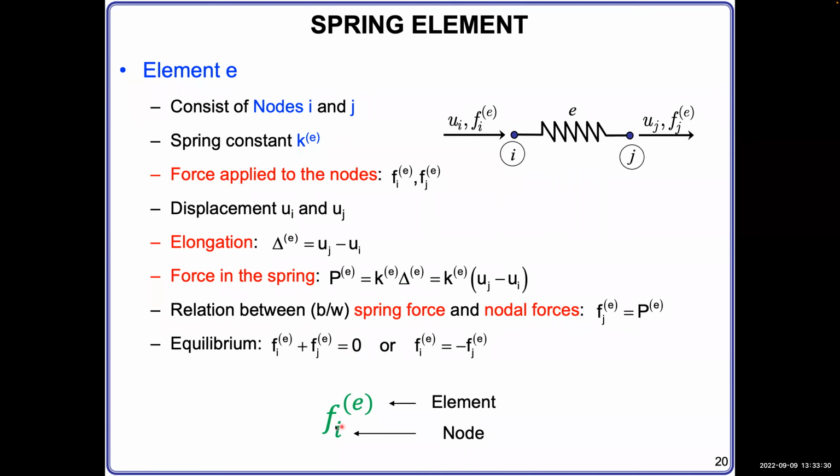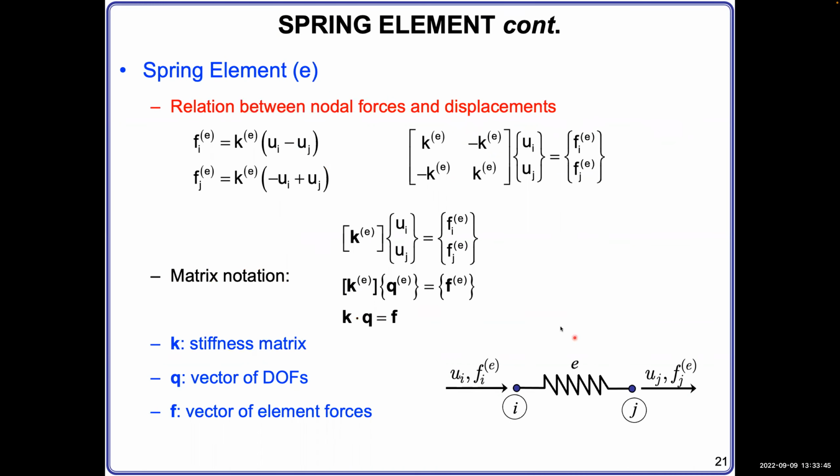The notation is that we write the force on the node as small f, where I is the node number and E is the element number. So these two are most important. Now, once we know this, we can start to write the equation based on Hooke's law.